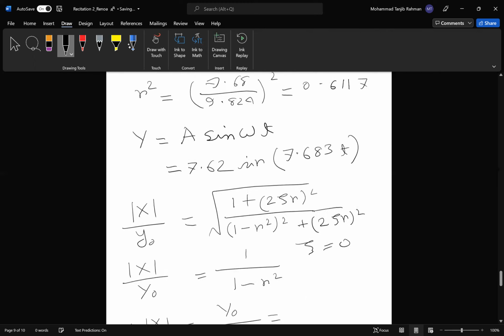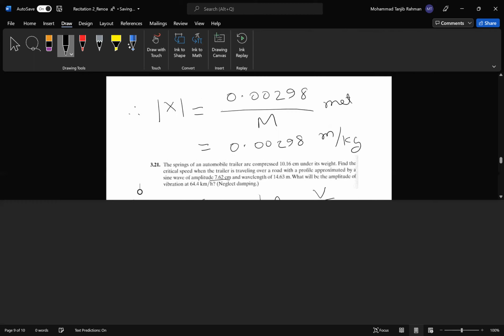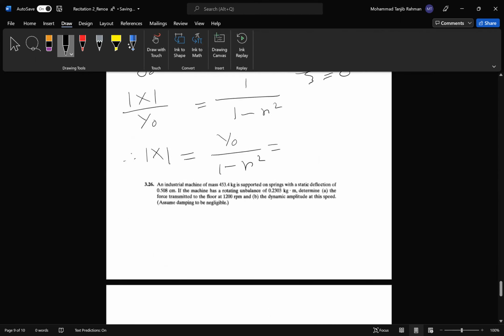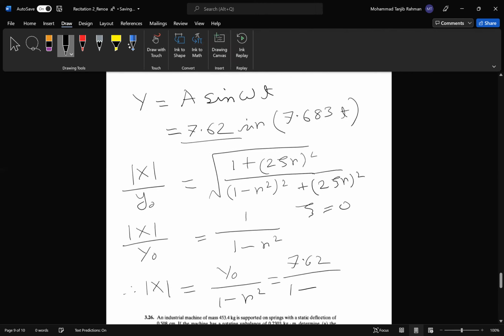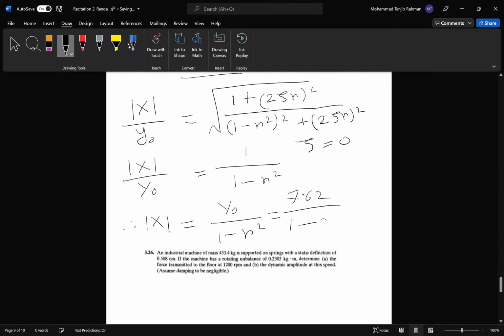Y naught was this 7.62, divided by 1 minus, and we found r square as 0.6117. So the value of x would be 19.64 centimeter.